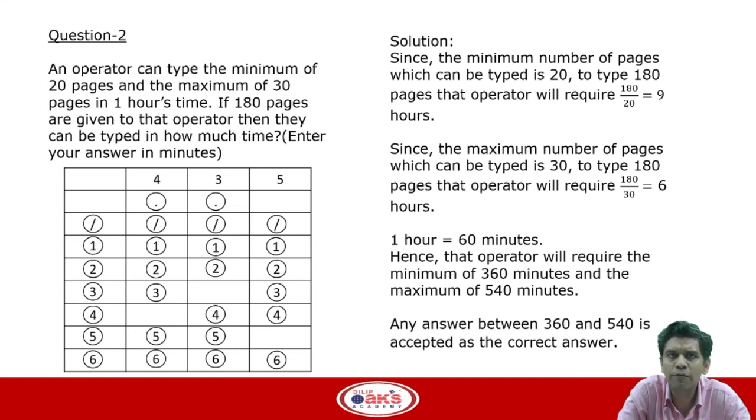So below 4, I will have to darken the circle that has 4 in it. Similarly, below 3, we will darken the circle which has 3 in it, and below 5, we will darken the circle which has 5 in it. So this is the correct response that will fetch me the full score for this particular question.